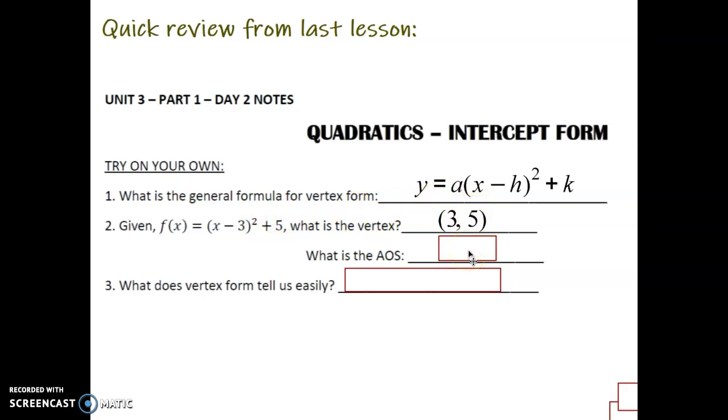How about the axis of symmetry? Remember, the axis of symmetry is a line, so you should have a line equation, x equals 3. Do not just write 3. You need to have the whole line equation.